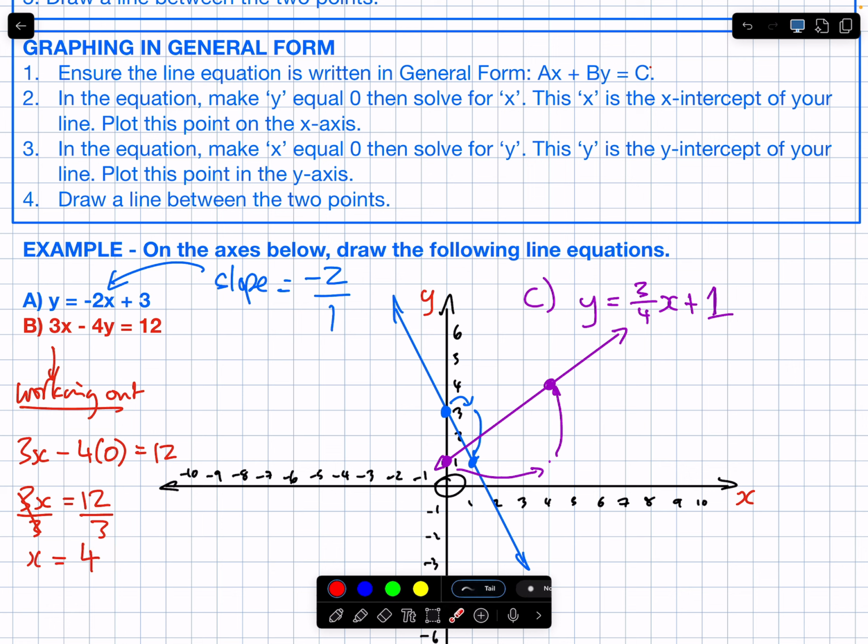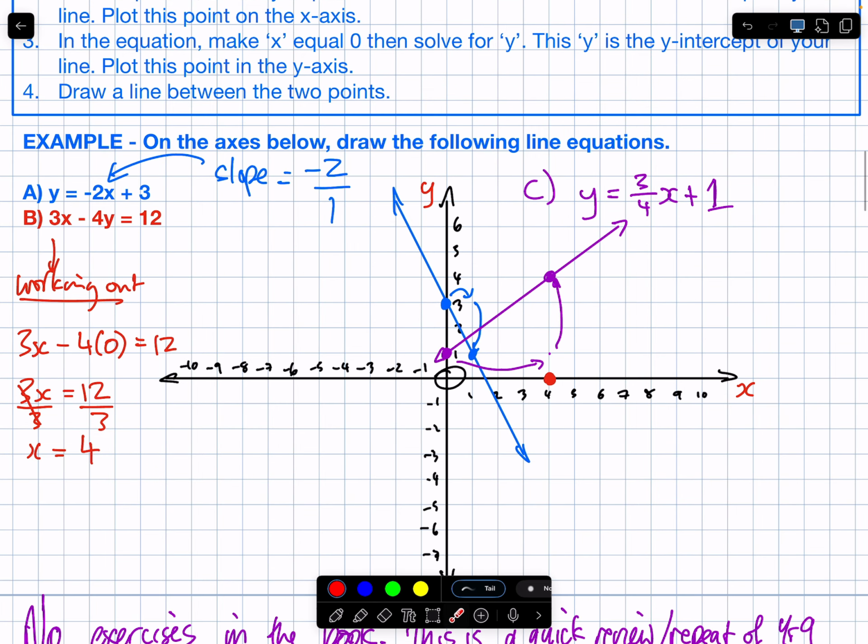So what was the point of that? This point is the x-intercept. You plot that on the x-axis. So I have a dot at 4. Is one dot enough info to draw a line? So, okay, we worked out where it's going to touch the x-axis by making y equals 0. What could I make equal 0 next? X. Let's make x equals 0.